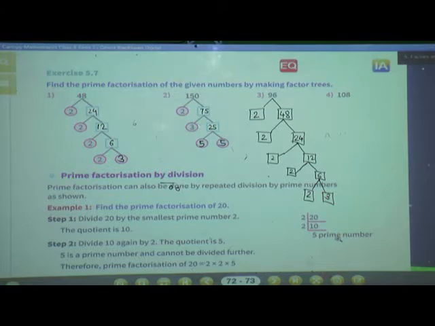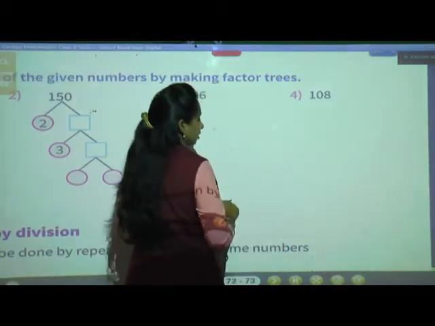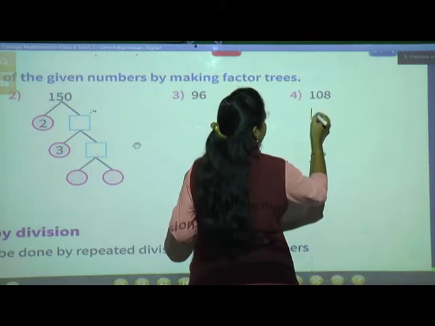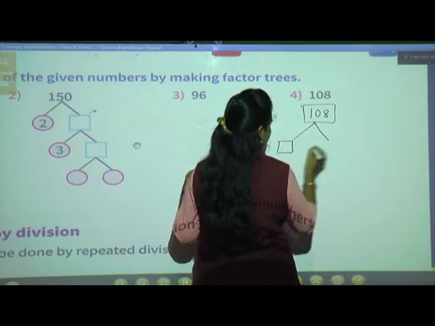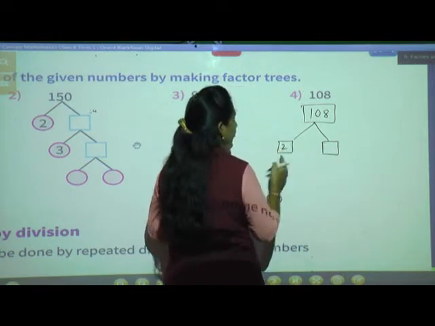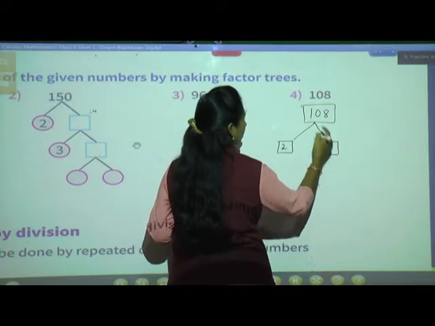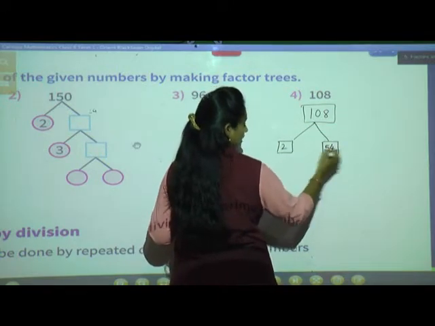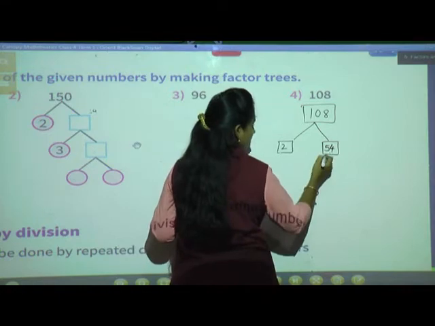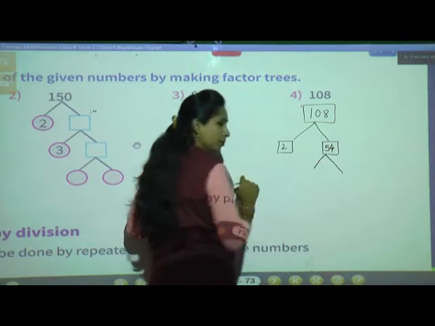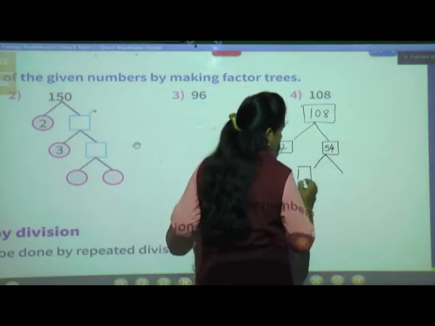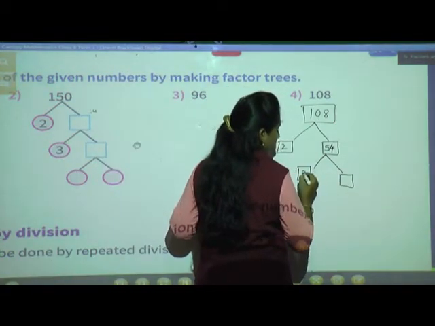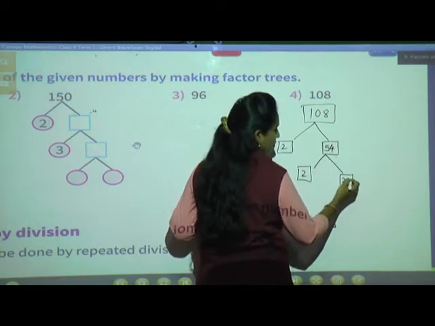Okay. Last one. Again I'll explain to you. See how we can split up 108. Do the division. 2 5s are 10, 2 4s are 8. You can cross check with the multiplication. 2 is a prime number, 54 is a composite number. Then again split up the 54 with 2. 2 2s are 4, 1 will remain, 2 7s are 14.